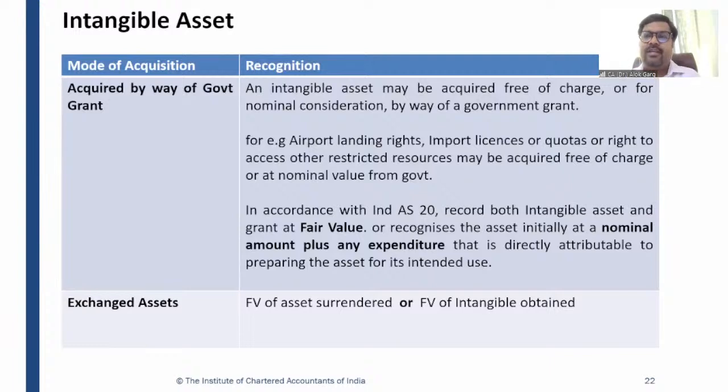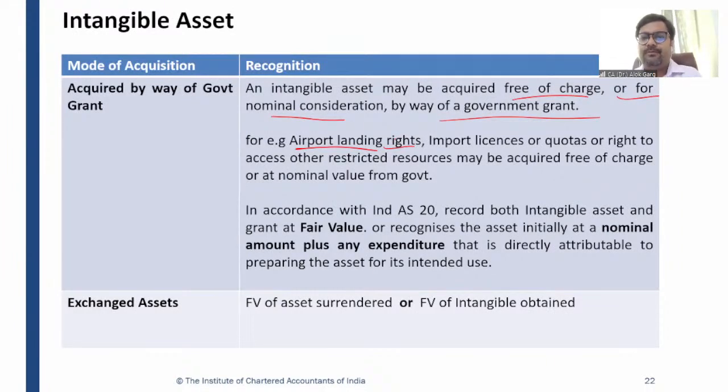So friends, in this case, if a government is providing an intangible asset free of cost or for nominal consideration by way of a government grant, for example, airport landing rights. If you see big companies, for example, Jindal Steel Power Limited, they have some airport landing rights near Angul. Angul is an area in Odisha, a remote area. So government has given them some airport landing rights. Whenever your aircraft or your helicopter will come, we will not charge anything for landing your helicopter at this particular airport.